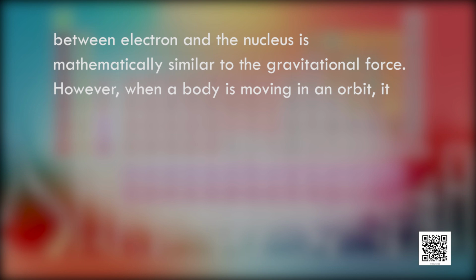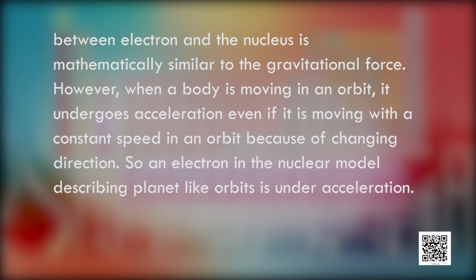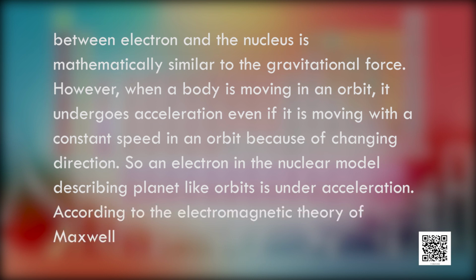However, when a body is moving in an orbit, it undergoes acceleration even if it is moving with a constant speed, because of changing direction. So, an electron in the nuclear model describing planet-like orbits is under acceleration. According to the electromagnetic theory of Maxwell, charged particles when accelerated should emit electromagnetic radiation. This feature does not exist for the planets because planets are uncharged.